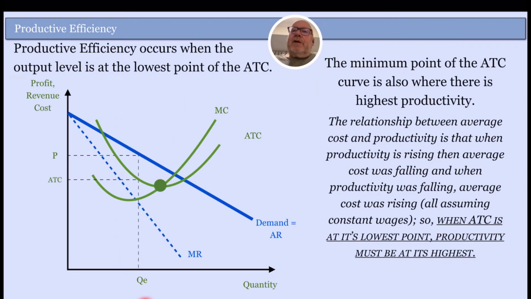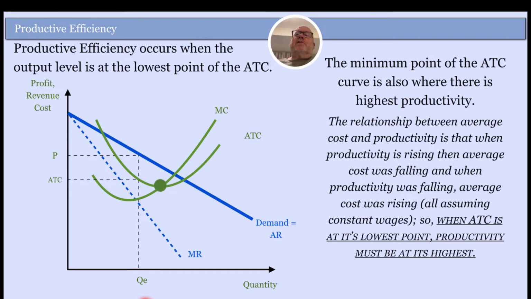Productive. Okay. I think most people remember it. It's at the lowest point of the ATC. So here's your ATC. Marginal cost always cuts the lowest point. So it's when you are producing at any point at the lowest point of the ATC.